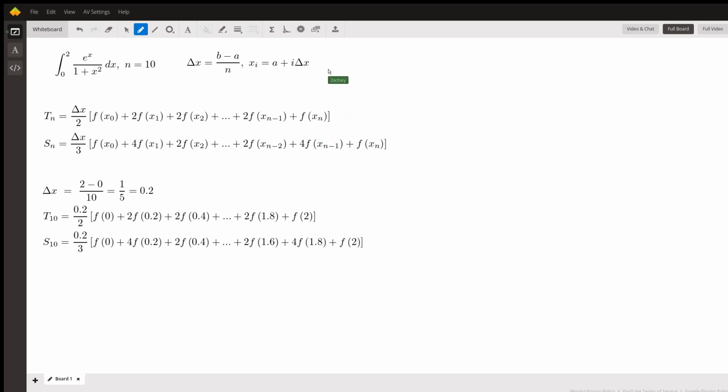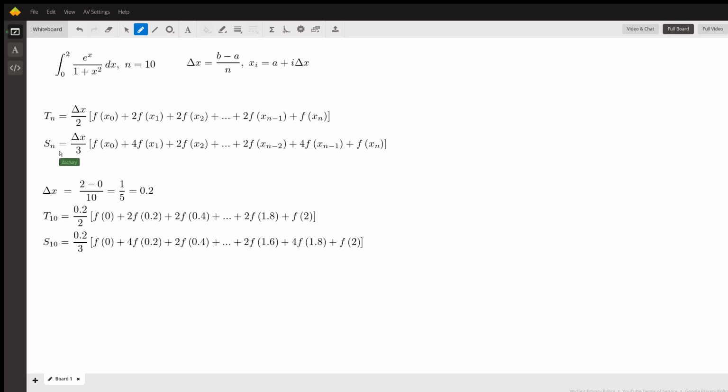And you get your delta x by taking the range of your integral. This goes from 0 to 2, so you would put 2 in for b, 0 in for a, and divide it by the number of shapes that you're making. In this case, it's 10. And then your x sub i's, like x sub 0, where i equals 0. You get that by taking your lower bound, which is a, and adding i times your delta x. So that's the trapezoidal rule down here.